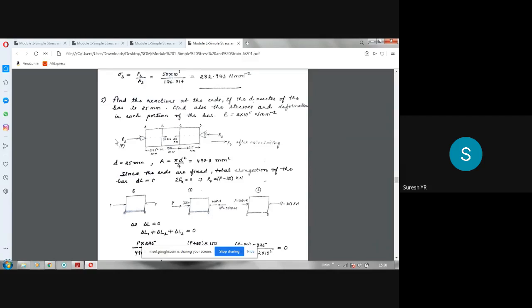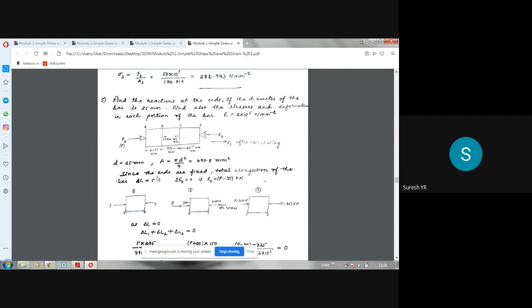Now, suppose I take this reaction RA as P. If you apply the equilibrium equation, P is acting towards right. So P plus 30 should be equal to 60 plus RD. So then your RD will be P minus 30. That's what. So now take the portion separately as usual.